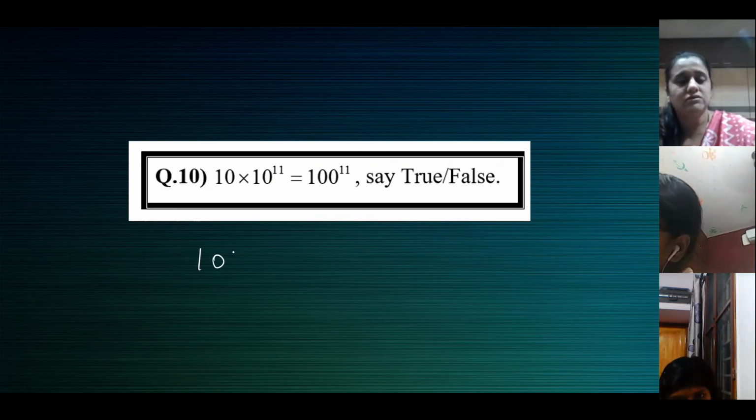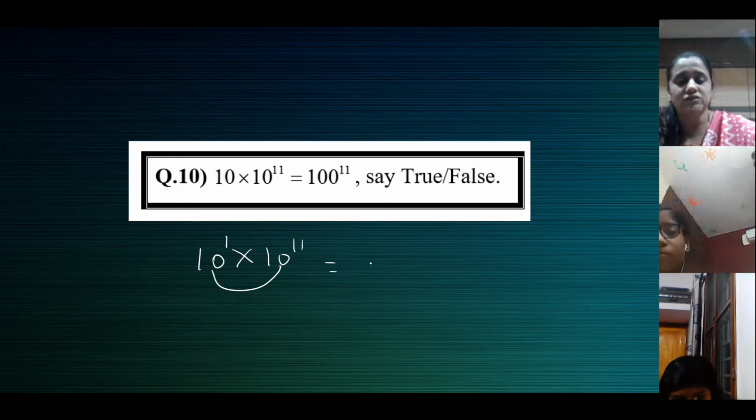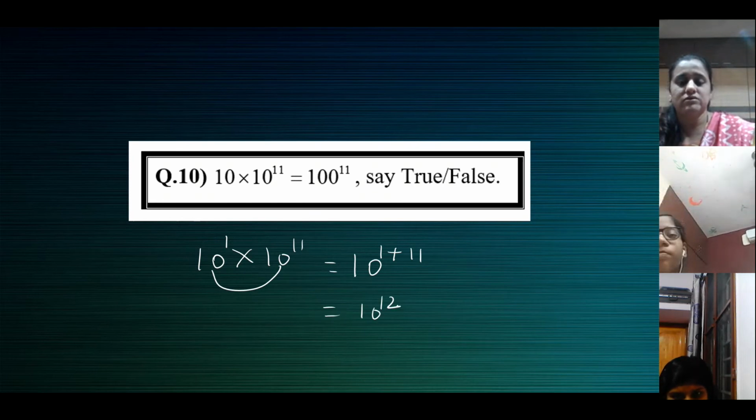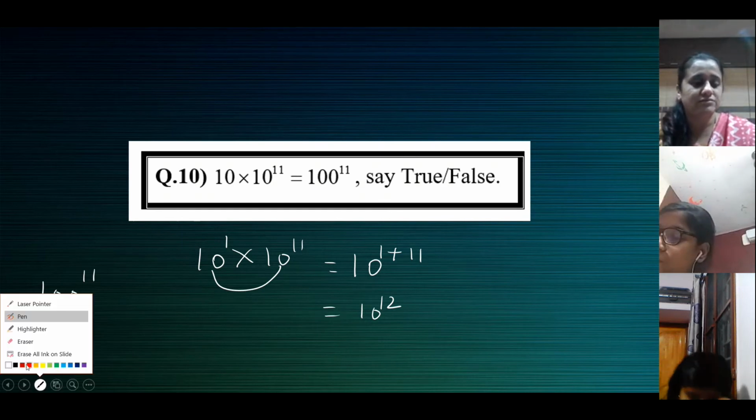So 10 to the power 10 means 10 to the power 1 into 10 to the power 11. When bases are the same and it's multiplication, we add the powers. So it is 10 to the power 1 plus 11, which is 10 to the power 12. But it's given 100 to the power 11. Is 100 to the power 11 the same as 10 to the power 12? Let's check that. So 100 to the power 11, 100 can be written as 10 square. Let me write it here.